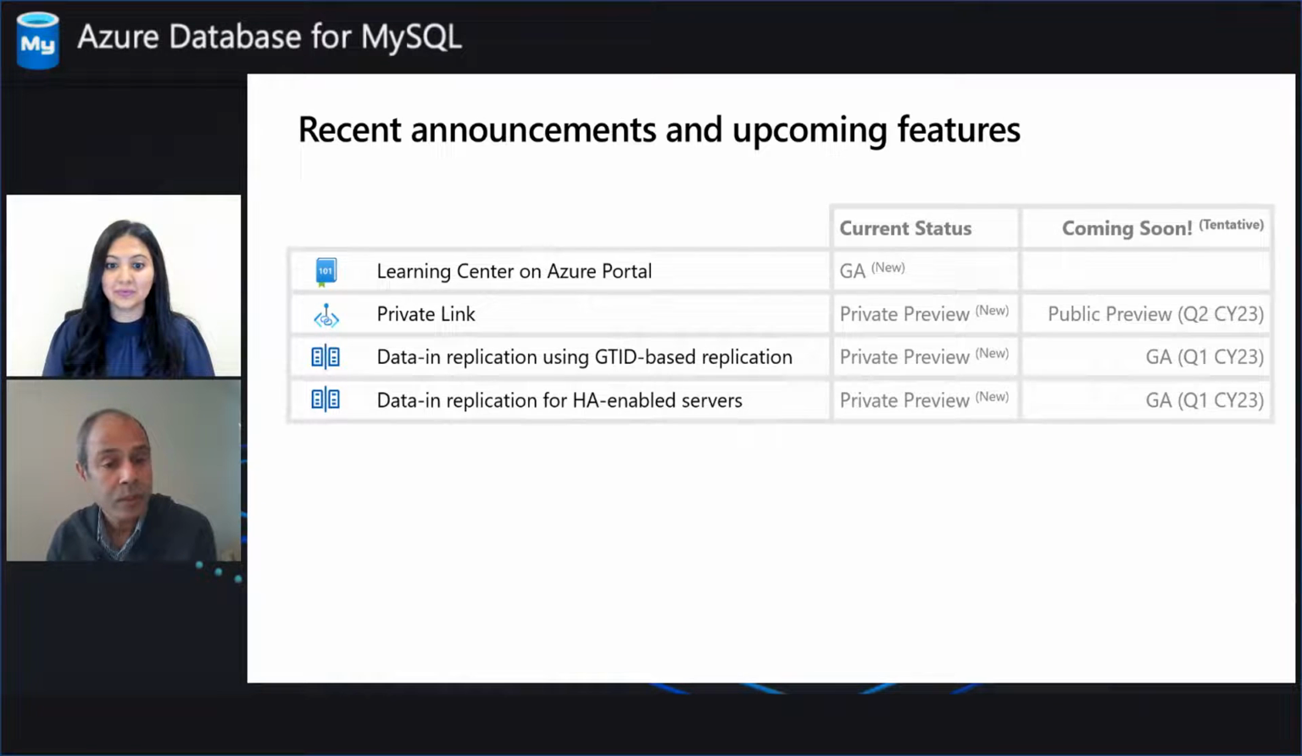The fourth feature is data-in replication on HA-enabled servers. Today, if you want to do data-in replication from your on-premises MySQL to Azure MySQL, it requires you to disable the HA. And once you are done with the migration, you can enable the HA back. But with this upcoming feature, which is in private preview today, and we plan to GA later this quarter, you can do data-in replication on HA-enabled servers, whether it's same zone or multi-zone.